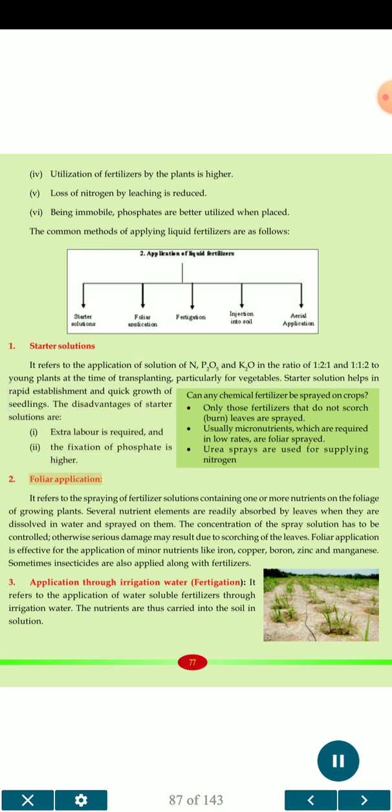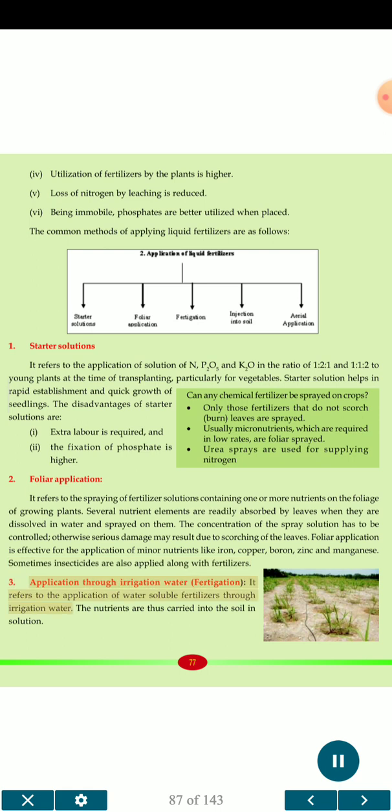2. Foliar application. It refers to the spraying of fertilizer solutions containing one or more nutrients on the foliage of growing plants. Several nutrient elements are readily absorbed by leaves when they are dissolved in water and sprayed on them. The concentration of the spray solution has to be controlled, otherwise serious damage may result due to scorching of the leaves. Foliar application is effective for the application of minor nutrients like iron, copper, boron, zinc and manganese. Sometimes insecticides are also applied along with fertilizer.